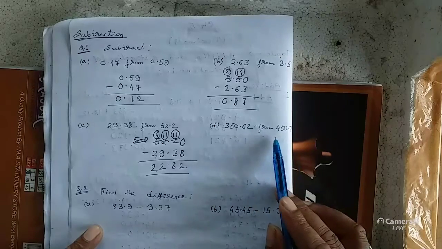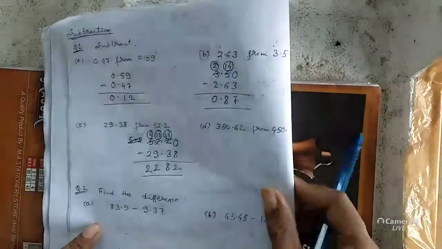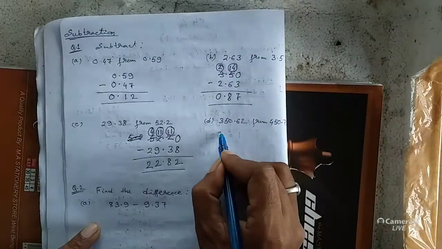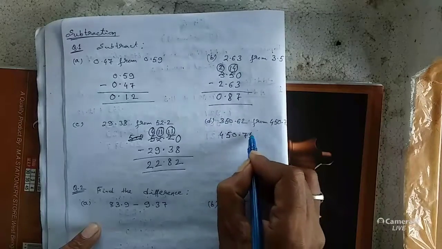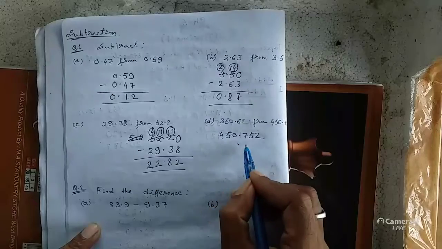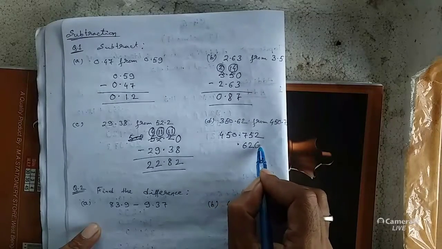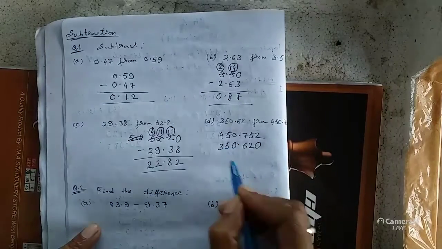Here is D number, 350.62 subtracted from 450.752. So the first number is 450.752. This is the second number, 350.62. There is a vacant place, so 0, and 350 here.